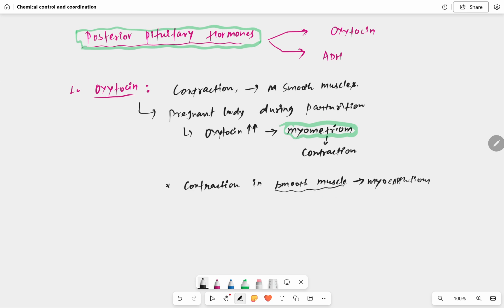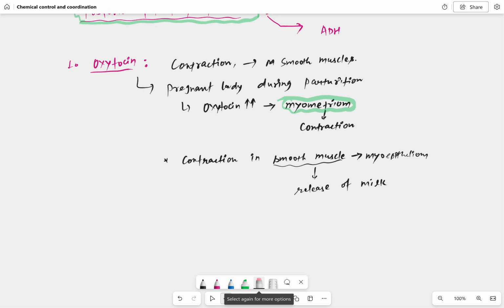Where this smooth muscle contraction can cause the release of milk from the alveoli, to lumen, and lumen to lactiferous duct, and then outside.